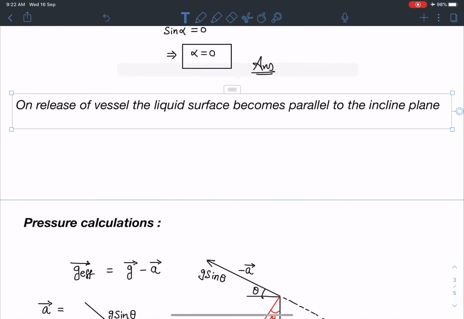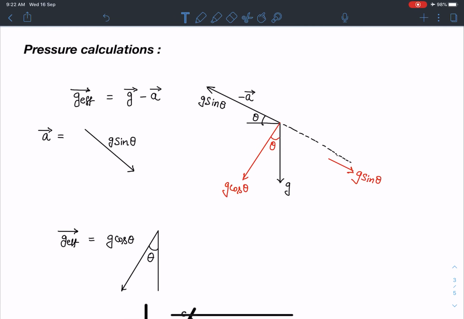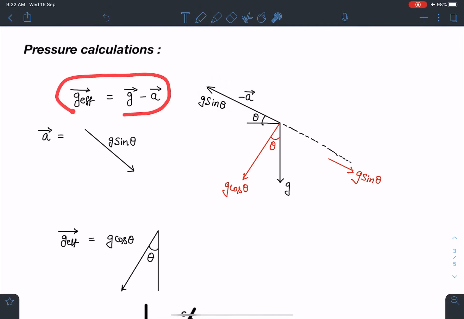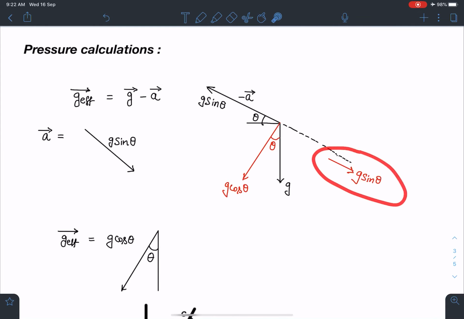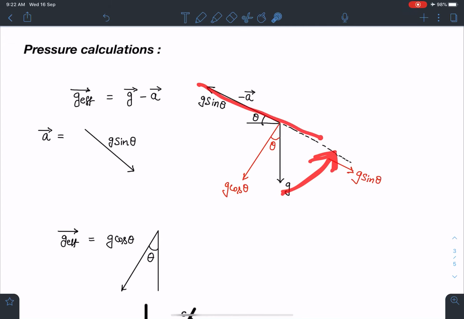All right. So let's do the pressure calculation. I'll be using the G effective logic here. G effective is vector G minus vector A, where A is the acceleration of the vessel. In this case, acceleration of the vessel is G sine theta down the incline. So minus of that will become the opposite side. So G sine theta this side and G is in this direction. If you see this G and G sine theta, its component along the surface becomes 0. This is what we have just now derived. You can see here these two will cancel each other.